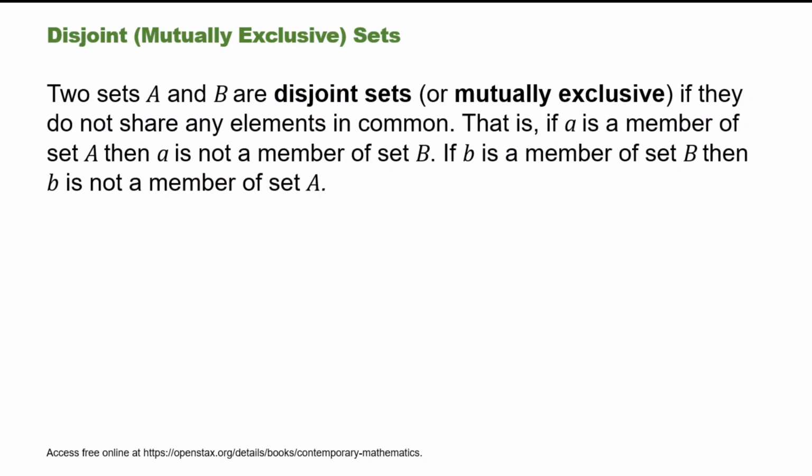Disjoint or mutually exclusive sets. So two sets, A and B, are disjoint sets or mutually exclusive if they do not share any elements in common. That is, if a is a member of set A, then a is not a member of set B. If b is a member of set B, then b is not a member of set A. So every member is separate. There are no elements in common, is what we're seeing.